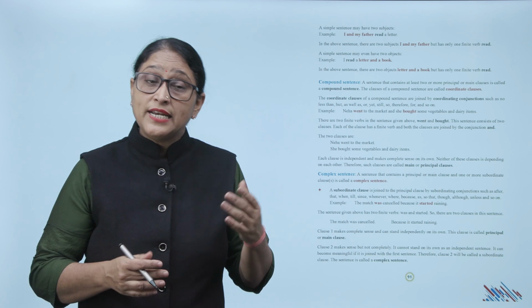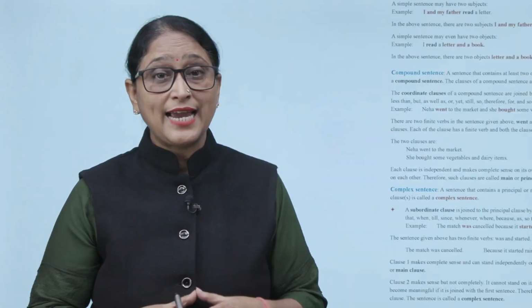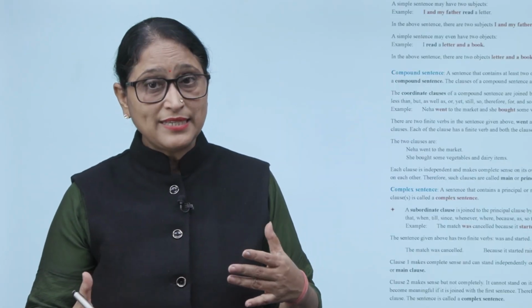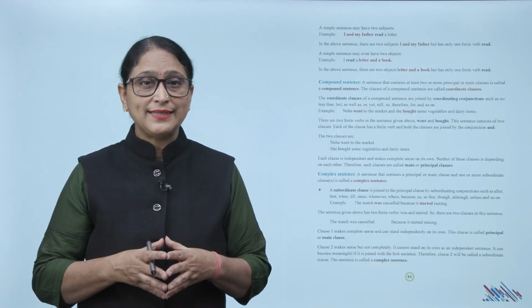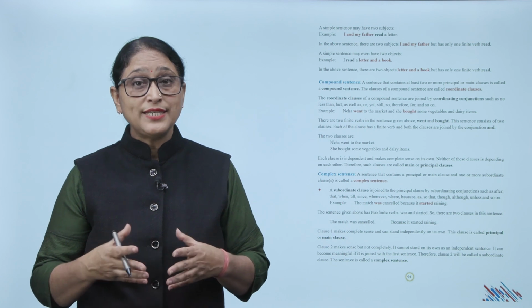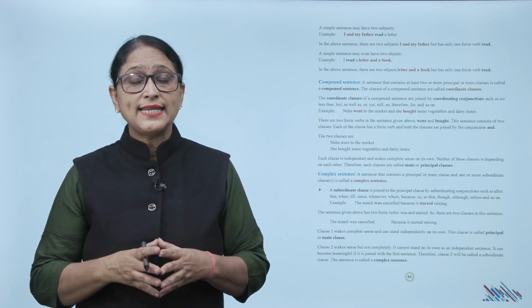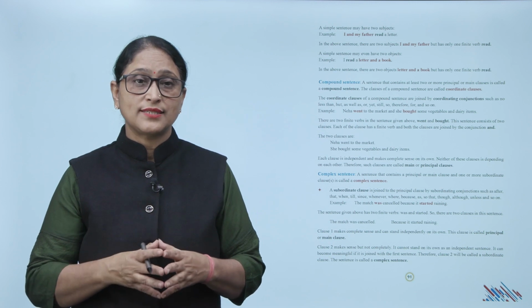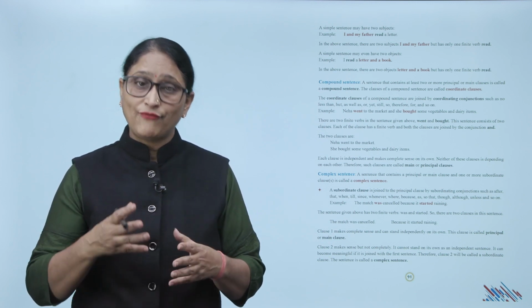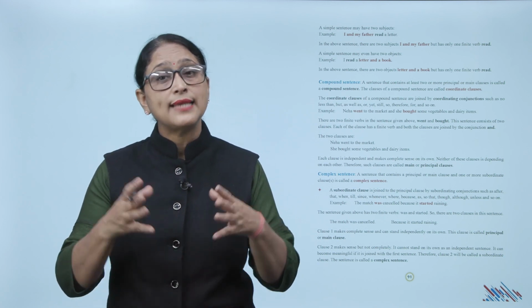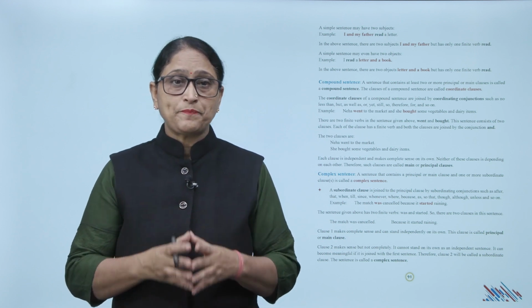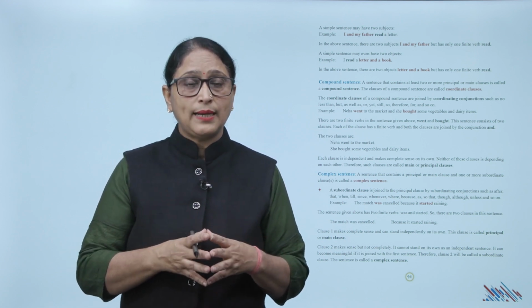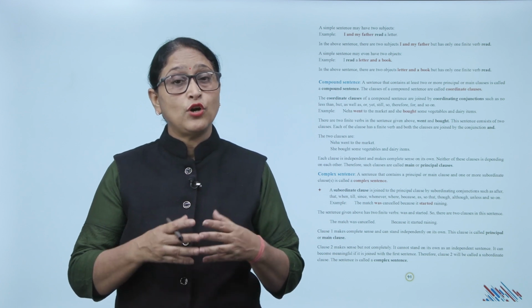Now example, Neha went to the market and she bought some vegetables and dairy items. There are 2 finite verbs in the sentence given above, went and bought. This sentence consists of 2 clauses. Each of the clauses has a finite verb and both the clauses are joined by the conjunction and. हमने कौन से conjunction से add किया है इसको? And से. और इसमें 2 आपके जो हैं वो verb हैं वो कौन कौन से हैं?